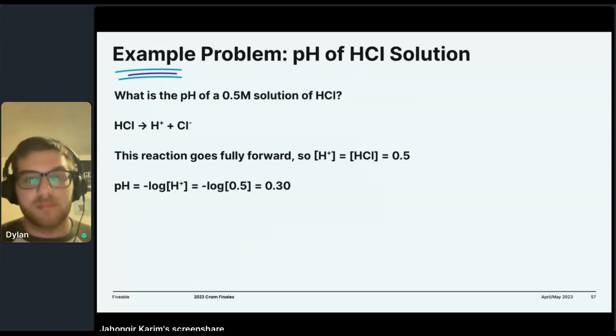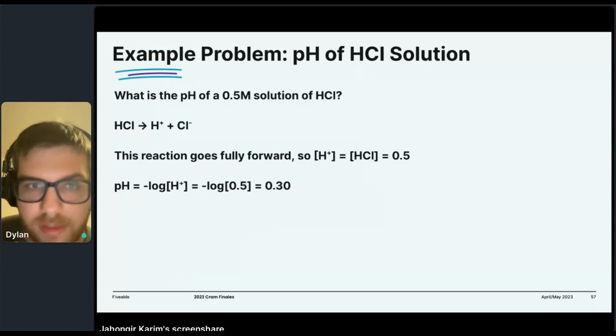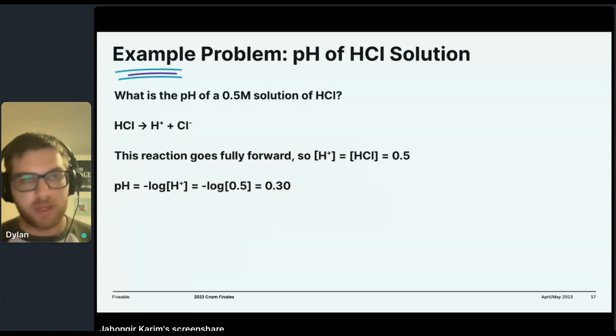Okay, so let's take a look at an example, right? Let's take a look at the pH of a hydrochloric acid solution. And the problem is pretty straightforward. It is, what is the pH of a 0.5 molar solution of hydrochloric acid?